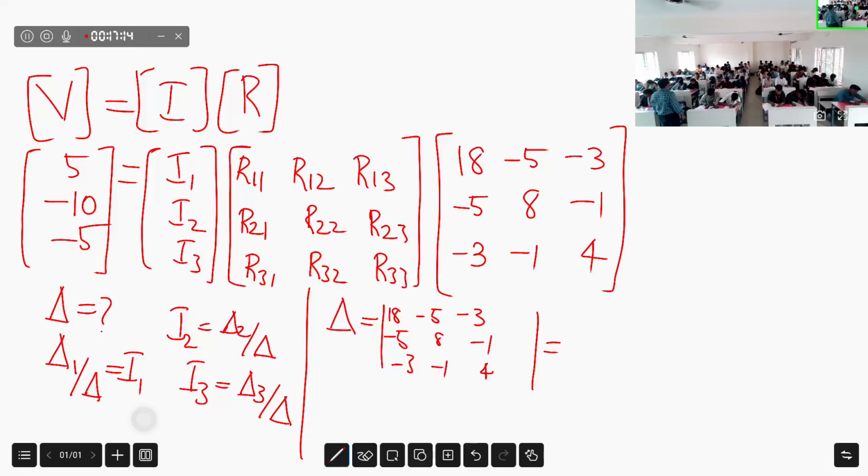How do we find the determinant? Start with your first element, 18, into what value comes? 32. Just cross multiply: 32 plus, then minus, here minus 1. So just follow the procedure like that. Next, plus 5 into minus 20 minus 3. So follow the procedure and find out the del value.